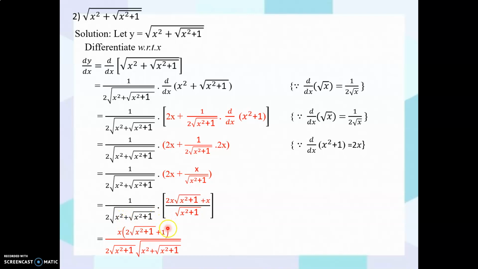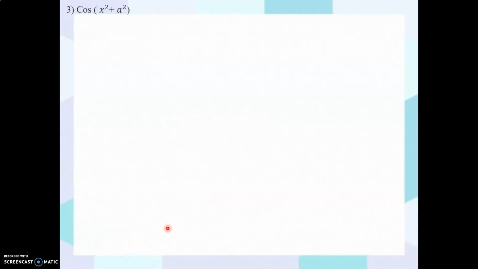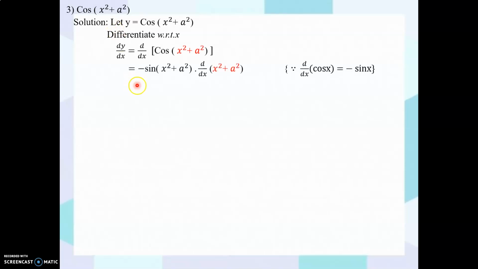This is the final answer. The next question is cos of x square plus a square. Here again we are considering the inside bracket term x square plus a square as x. So the outside function is cos x format. So we take the derivative of cos x, that is minus sine of x square plus a square into the derivative of x square plus a square.